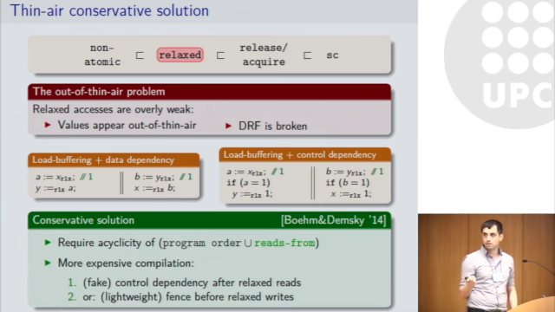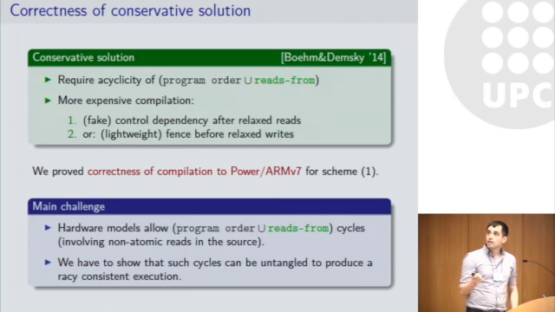It will solve a lot of problems, but you have to either put a fake control dependency after every relaxed read, so the hardware will not reorder this for you, or a lightweight fence, I think here about Power, before every relaxed write. So we used the opportunity of working on the correctness of the C11 specification to actually prove the correctness. It was claimed but was never proved to be a correct compilation scheme. And we proved it both for Power and ARMv7. And in fact, that was the most challenging proof in this paper.